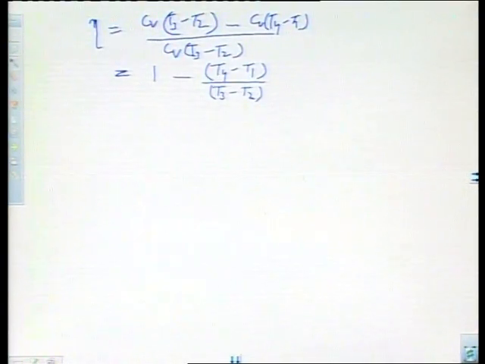We know compression ratio. We want to know what should be the efficiency of the Otto cycle in terms of the compression ratio, which is very important. Compression ratio means volume of the cylinder divided by clearance volume, which is denoted by R.